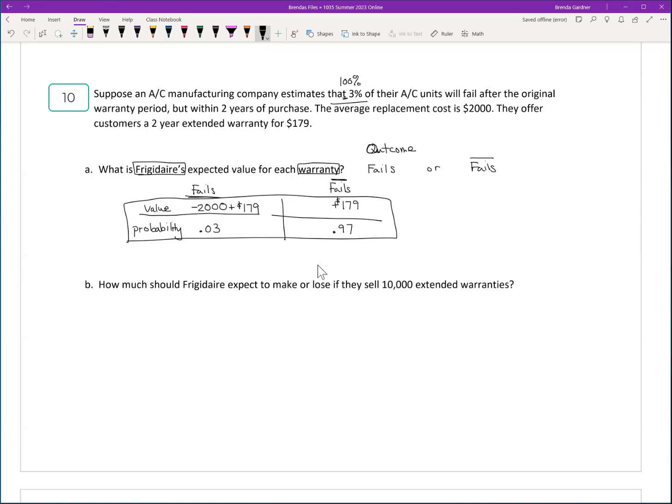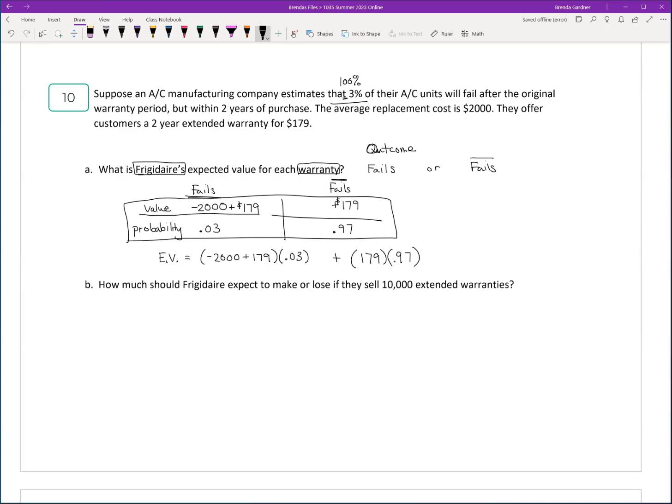Okay, and what we're going to do is multiply those. So the expected value is going to be negative 2,000 plus the 179 times 3%, plus a gain of $179 if it doesn't fail, which has a probability of 97%. Okay, and I'll put the answer to this up in the key.